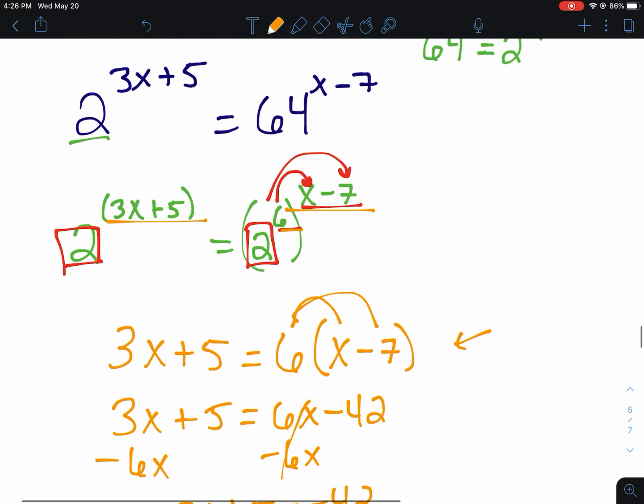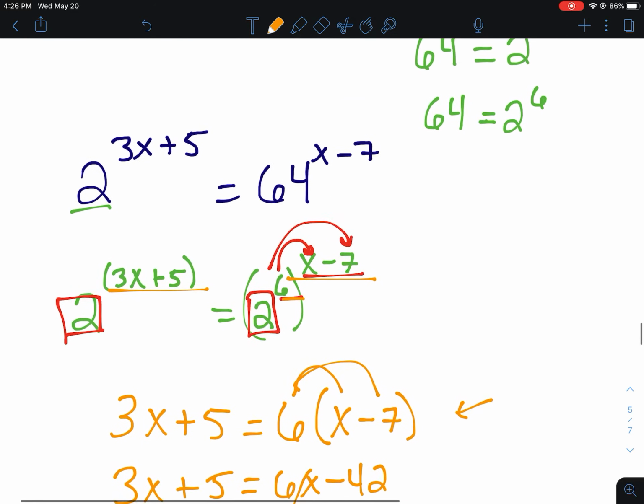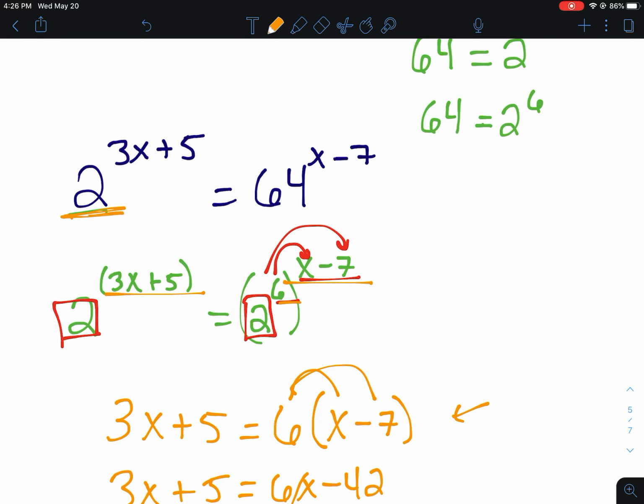Okay. So really think about what we just did here. First step is to look at what your bases are and to make them the same value. We know that we can't turn 2 into 64, well, we could turn 2 into 64, I guess, but that seems harder. We always want to go to the lower base, okay? So what I'm going to do here is take this higher value, 64, and rewrite it with a smaller base, which was 2 to the 6th.